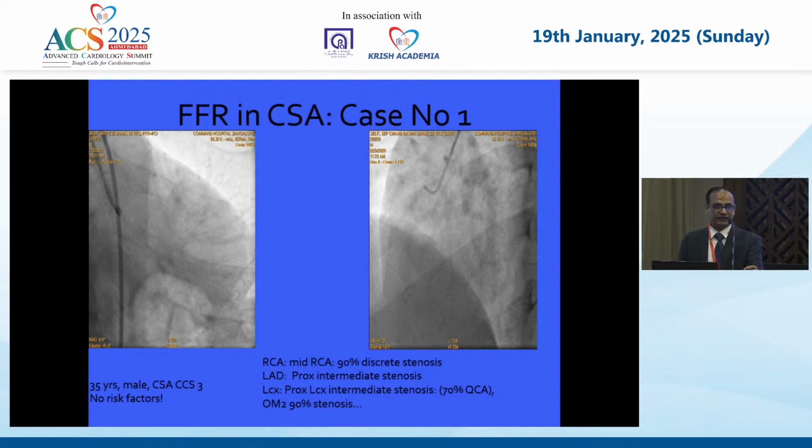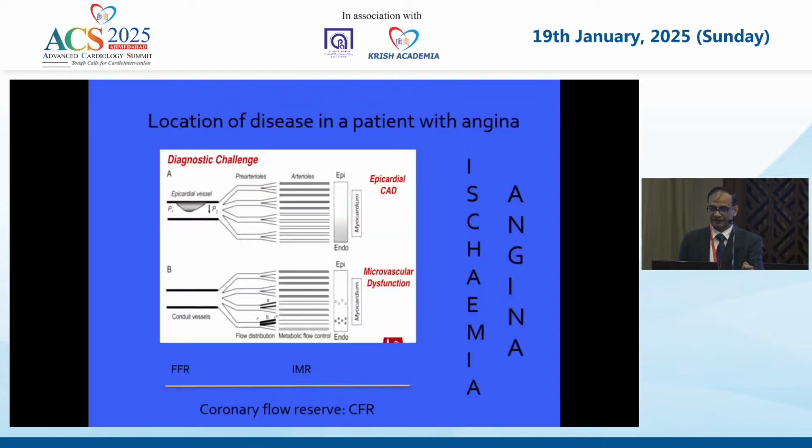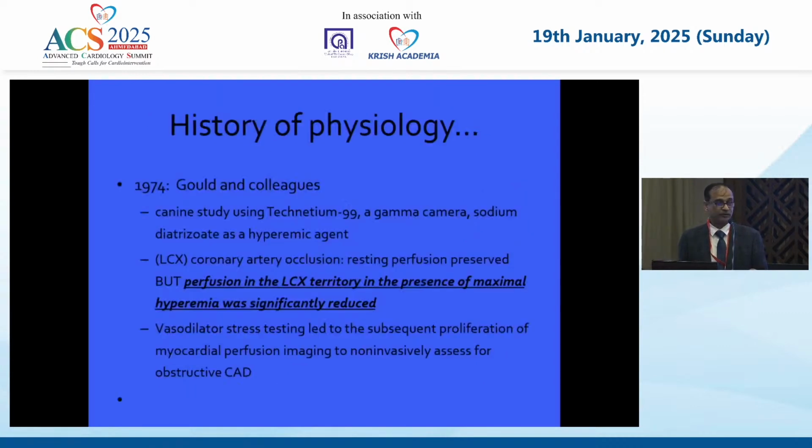And we needed to decide which one to actually pick, which one needed to be intervened in this patient with angina. Location of disease in a patient with angina can either be in the epicardial vessels, which we assess by our FFR. It could be in the microvasculature, which we're supposed to look at IMR, and the total picture is given by CFR. The problem is that the other two are not available to us, and it's not always easy to infer what problem the patient has and what has brought him to us.